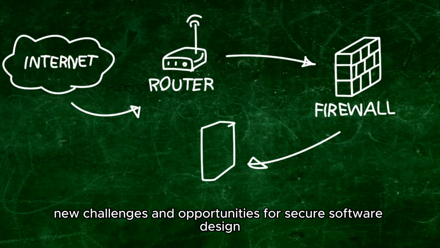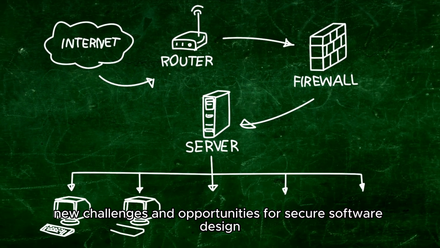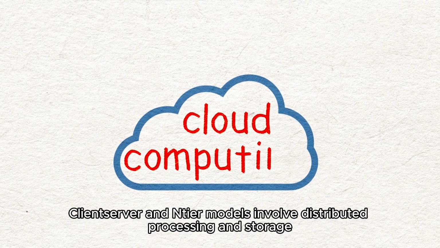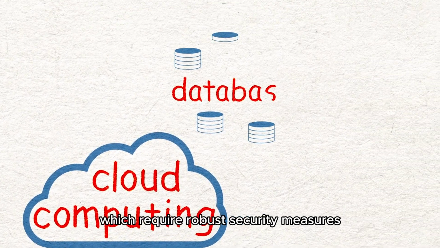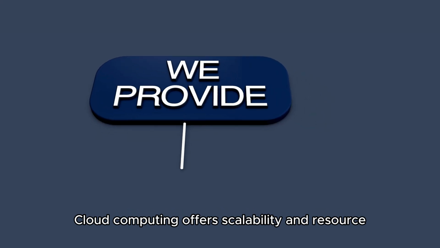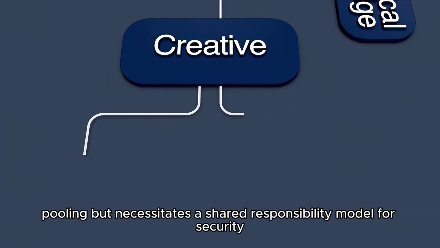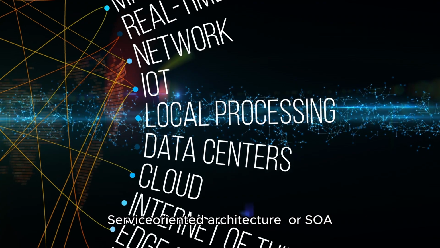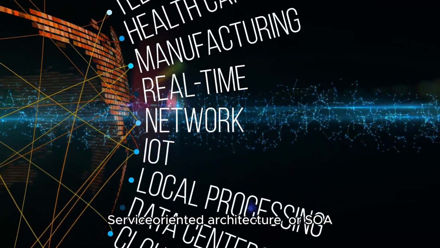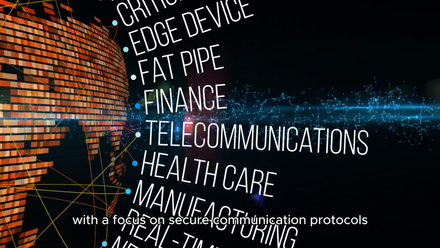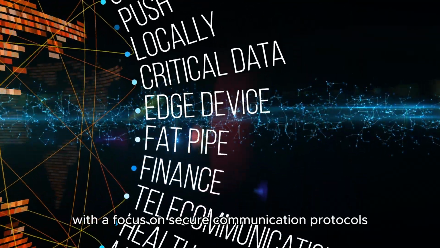Modern architectures have introduced new challenges and opportunities for secure software design. Key architectures include client-server and N-tier models, which involve distributed processing and storage and require robust security measures. Cloud computing offers scalability and resource pooling, but necessitates a shared responsibility model for security. Service-oriented architecture, or SOA, emphasizes interoperability and modularity, with a focus on secure communication protocols.